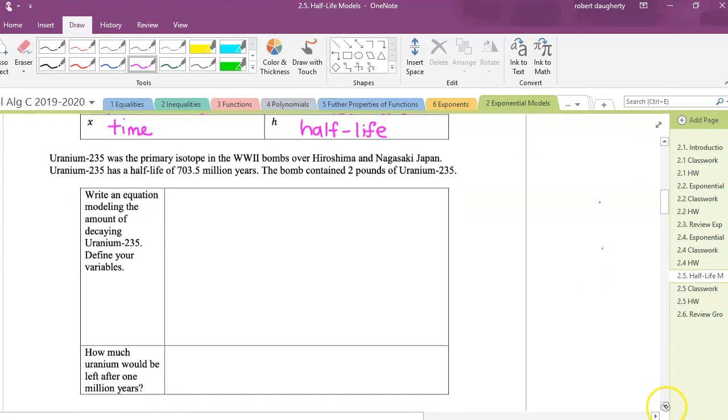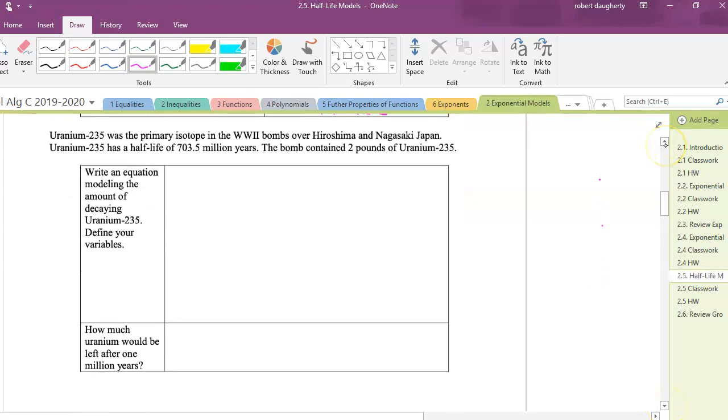So let's do an example. And again, as always, you will be given the formulas, but you would not be given explanations as to how to use them. So our half-life formula, which we just wrote down above, is y equals a times 0.5 to the x divided by h. Uranium-235 was the primary isotope in the World War II bombs over Hiroshima and Nagasaki, Japan. Uranium-235 has a half-life of 703 million years. The bomb contained 2 pounds of uranium-235. Write an equation modeling the amount of decay in uranium, and find your variables.